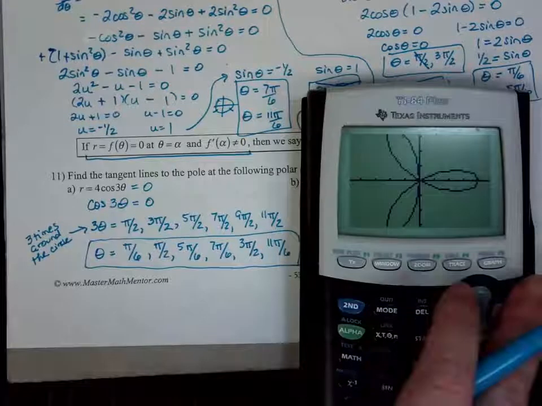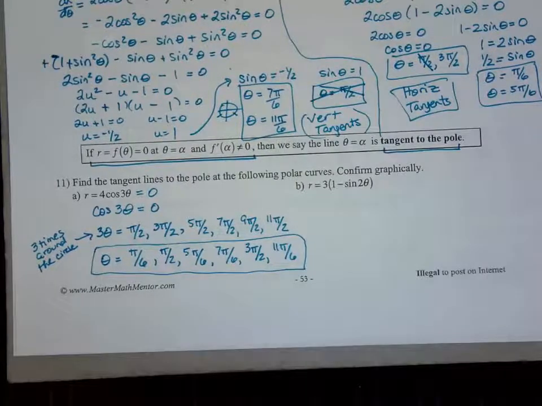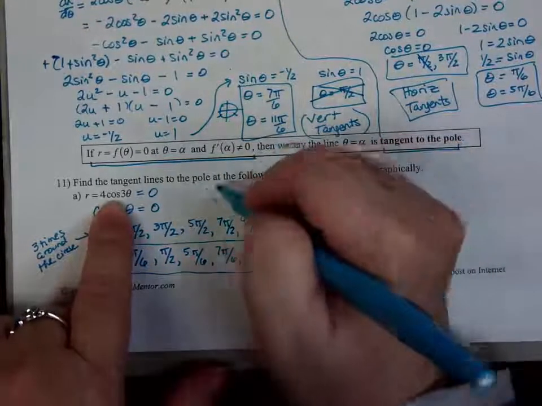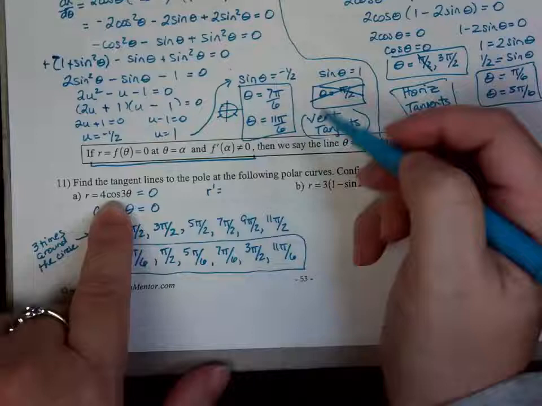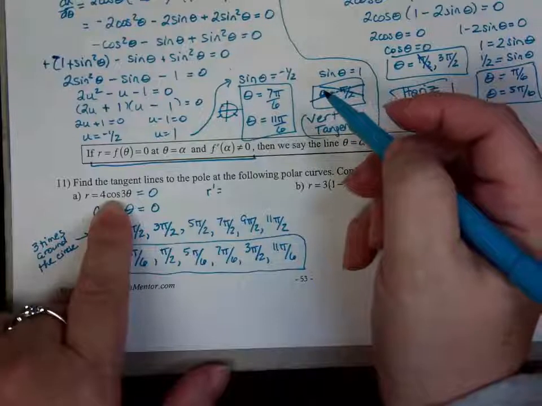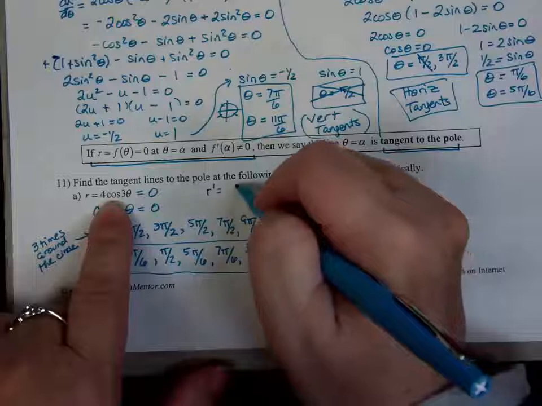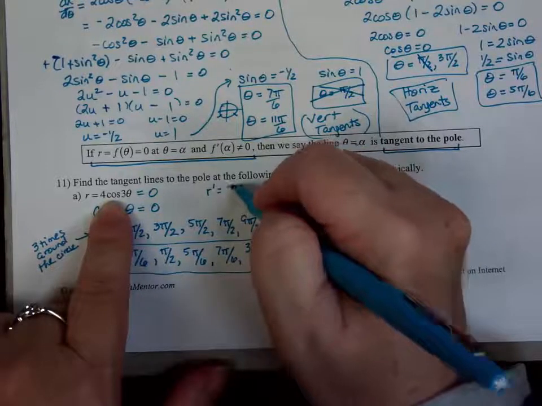Now, what we're supposed to do is double check ourselves by taking the derivative of this thing. What is r prime going to be? What's the derivative of 4 cosine 3 theta? It is negative 12 sine of 3 theta.